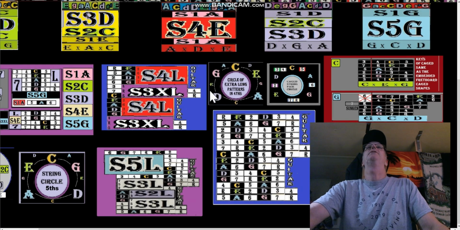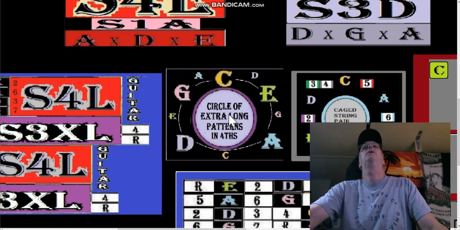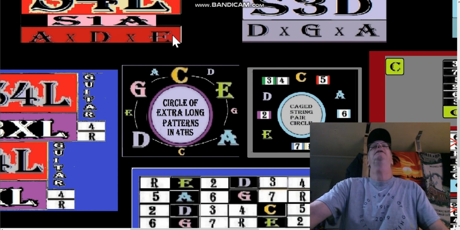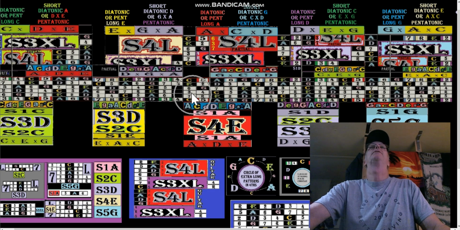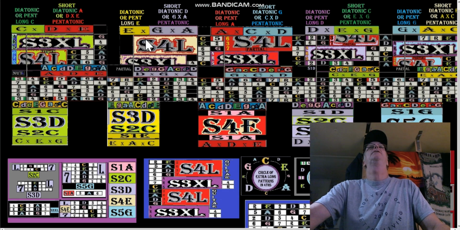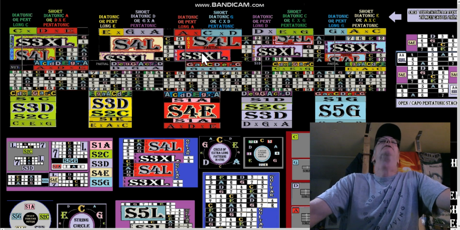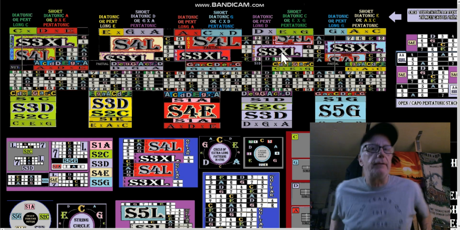Now, as it turns out, there's a little circle of extra long fourths here. So C goes to E, goes to A, goes to D, goes to G. Now watch this. Up here, C goes to E, goes to A, goes to D, goes to G. So it's in fourths. This particular diagram is a fourth. Why is that important?